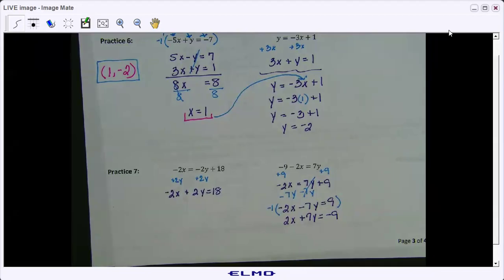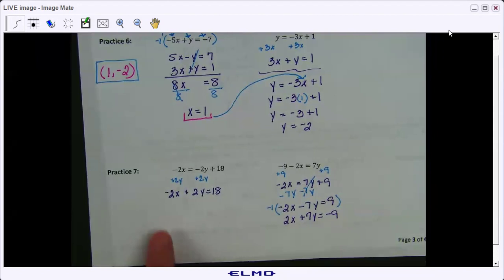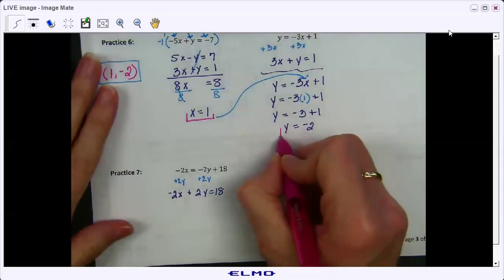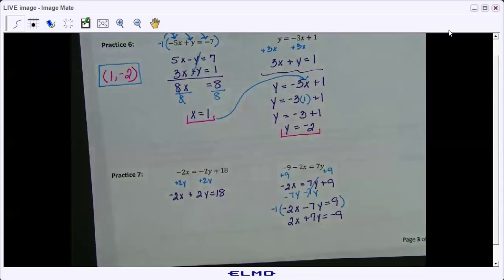Yes, Judy. Why would you turn the second equation into the negatives instead of the first one? Or does it matter? It does not matter. Okay. No. I did that with practice 6 and it was a different answer. Well, you should have gotten the same answer. If you did it with practice 6, you might have done some calculations incorrectly, but you should still get the same answer no matter which way you move it.